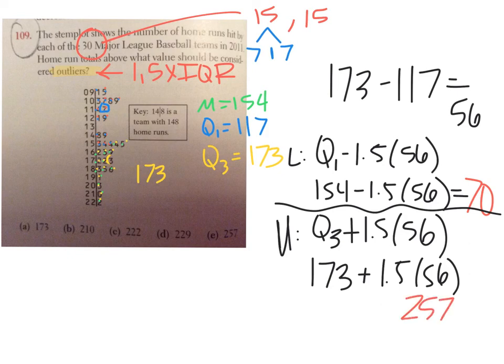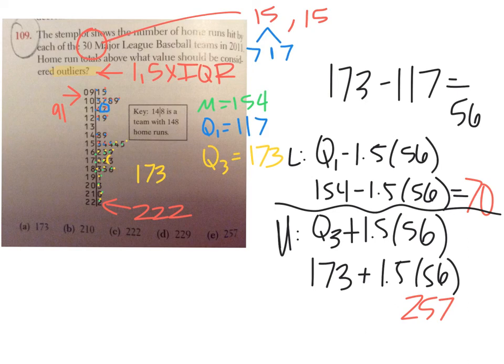And now I'm going to look at my numbers over here. So it looks like the lowest number we have is a 91. And the highest number we have is 222. So that means that none of them are considered outliers. Let me see if I did something wrong.